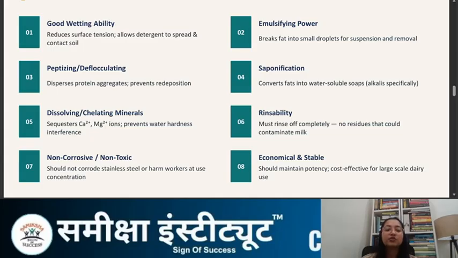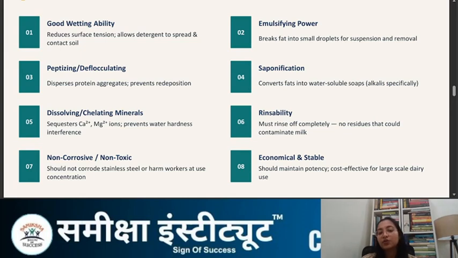The next, it should also be able to chelate minerals. It should also be able to dissolve these minerals. So calcium, magnesium ions, all these should be chelated. So how will it do that? It will prevent the water hardness. It will reduce the water hardness.